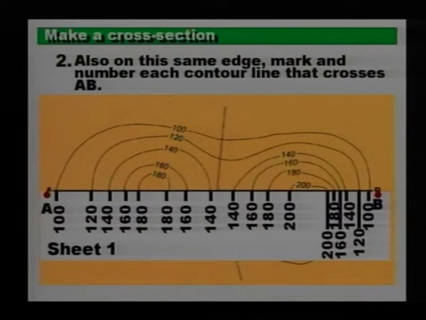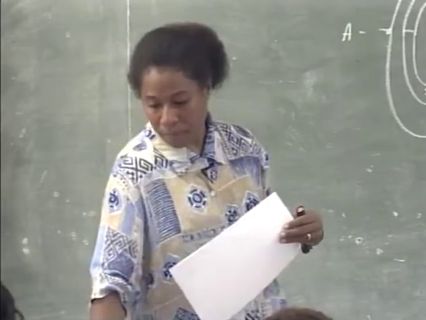Okay, now you have numbers on that piece of paper and you also have the points or the strokes or the dots to indicate those contour lines plus the values of each of those contour lines. Let's go on to step number 3.